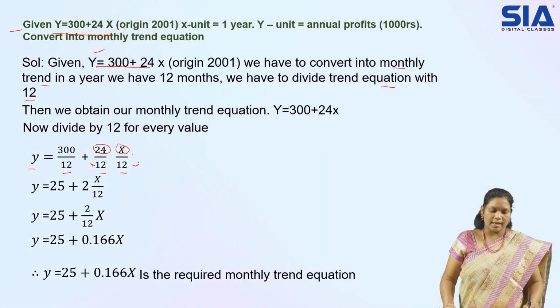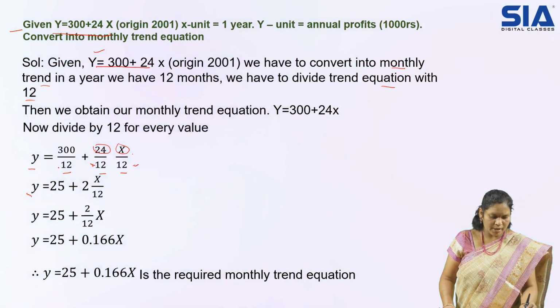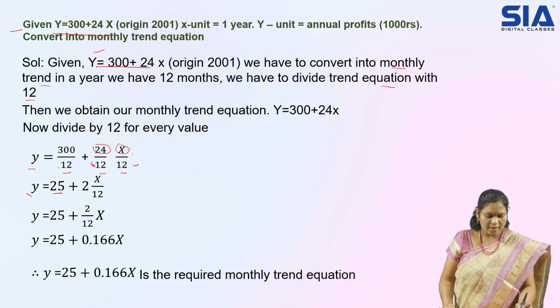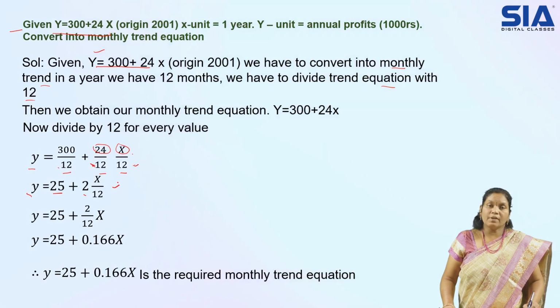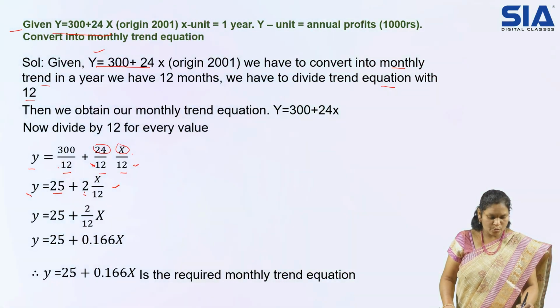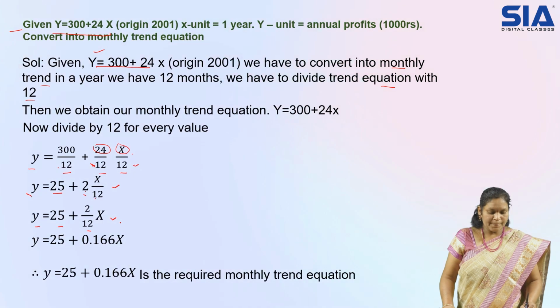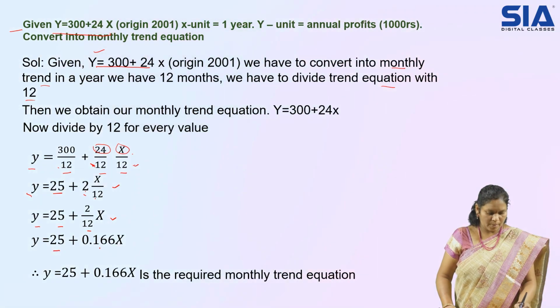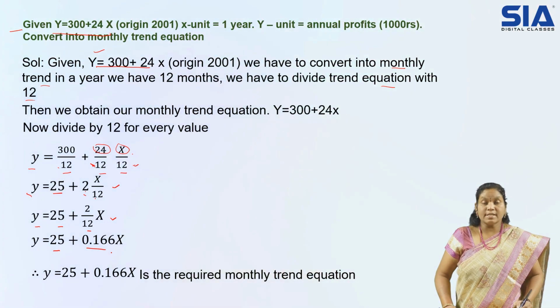Now let us go for the calculation. y is equal to 300 by 12, I have divided, and I got the answer 25. Next plus 24 by 12, I have divided, and I got the answer 2. Then x by 12 as it is I have considered. Next step, we'll divide this 2 and 12. So y is equal to 25 as it is. 2 by 12 I have considered, because variables can't be divided, only numbers we should divide. So 2 by 12 into x. Now y is equal to 25 plus 2 by 12, which I got as 0.166x.